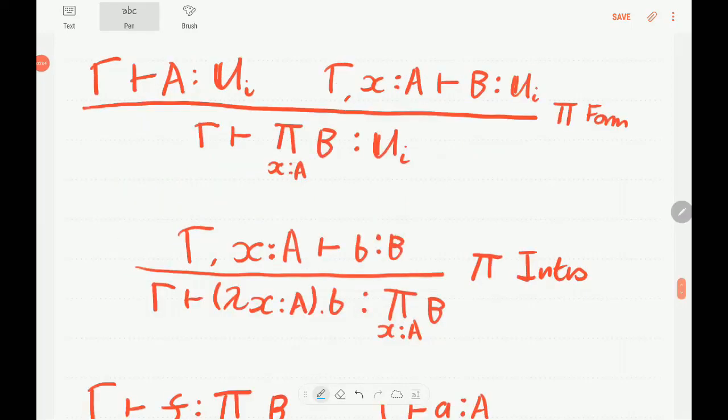Okay, so now we really get into the meat of dependent type theory as we explain the rules for the specific types which we're mostly dealing with. So let's start with pi types. Now you can see my previous video on dependent type theory to see the intuition behind pi types. I'm going to focus more upon the formal rules at the moment.